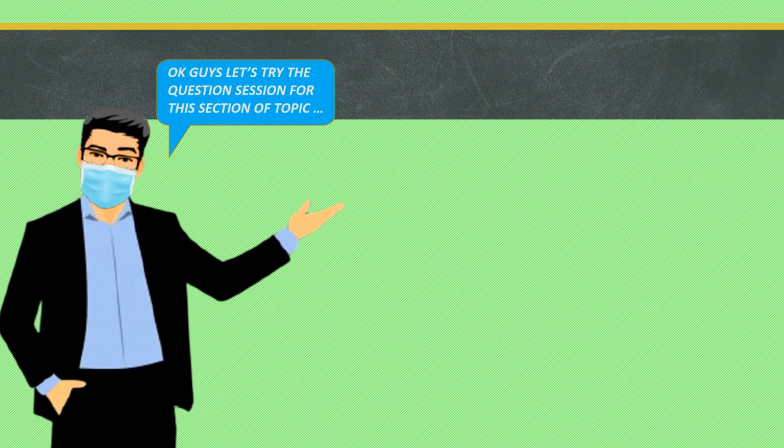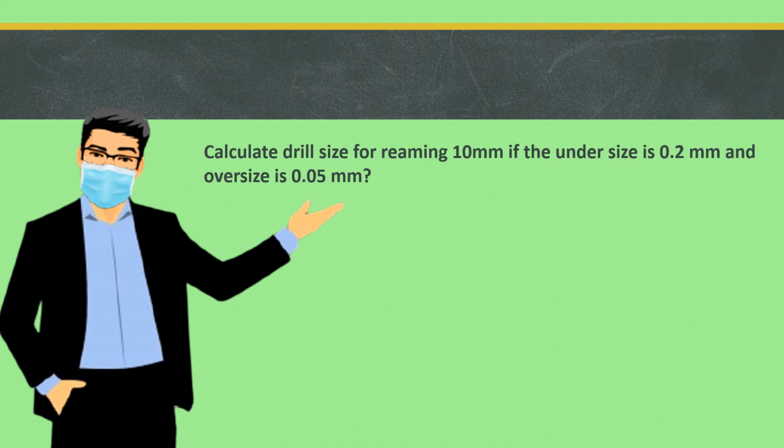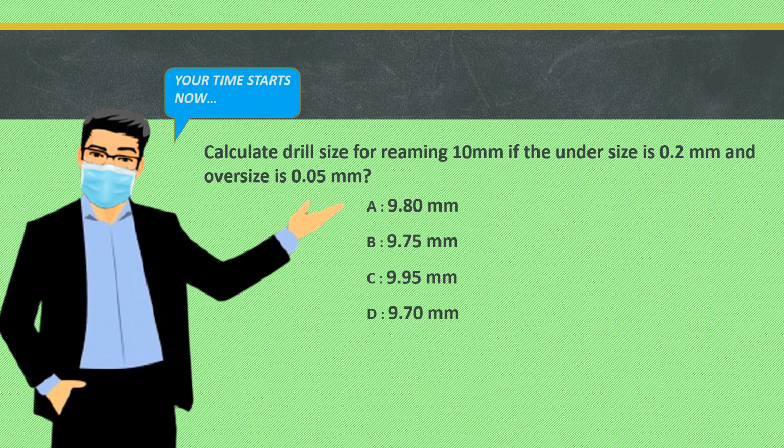Okay guys, let's try the question session for this section of topic. Try to answer the following question in 20 seconds. Calculate drill size for reaming 10 mm if the undersize is 0.2 mm and oversize is 0.05 mm. Option A, 9.80 mm. Option B, 9.75 mm. Option C, 9.95 mm. Option D, 9.70 mm. Your time starts now.